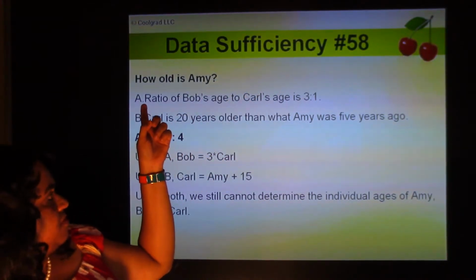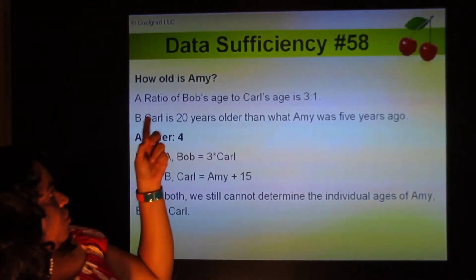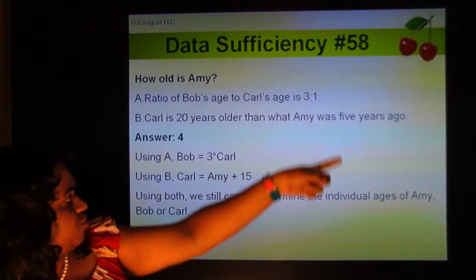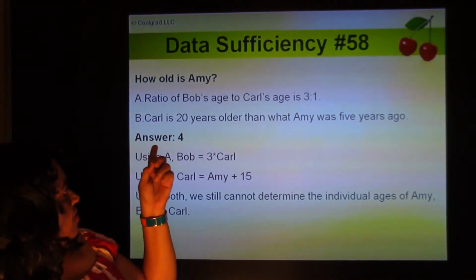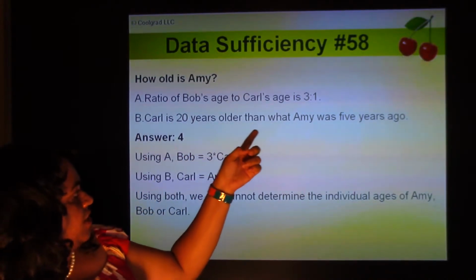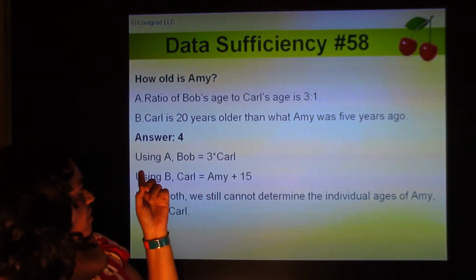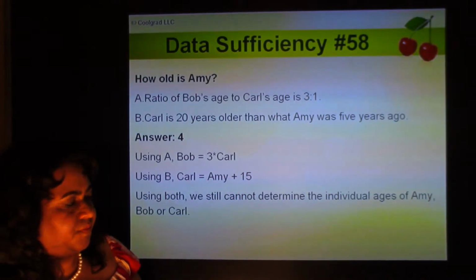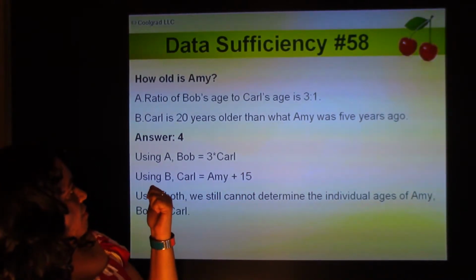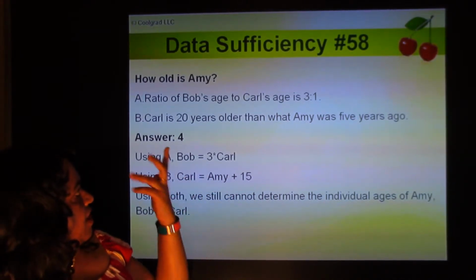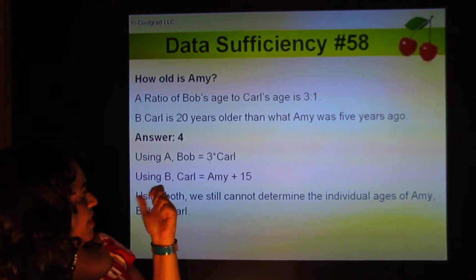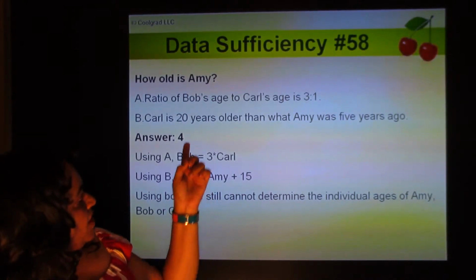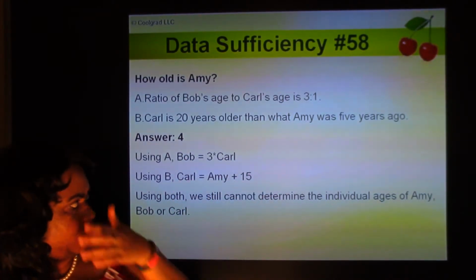Question 58. How old is Amy? Statement A, the ratio of Bob's age to Carl's age is 3:1. Statement B, Carl is 20 years older than what Amy was 5 years ago. Using statement A, Bob is 3 times as old as Carl. But A alone is clearly not sufficient to say how old Amy is. Using statement B, Carl is 20 years older than what Amy was 5 years ago.